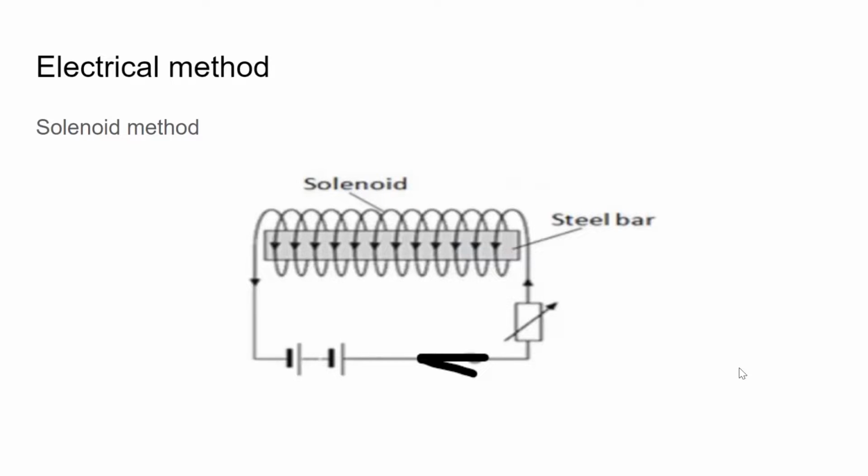The next one is the solenoid method. In this method, we use a DC current. So when we turn the switch on, a current passes through the solenoid and the steel bar is going to become a magnet.